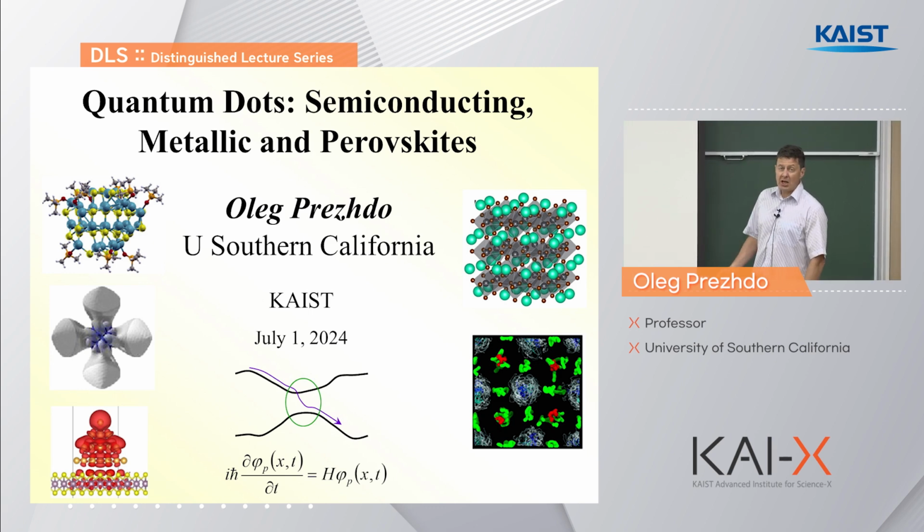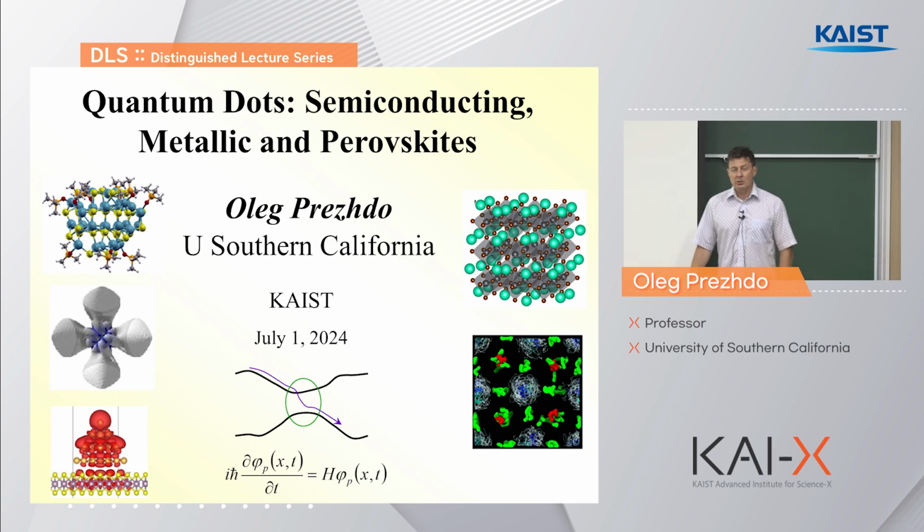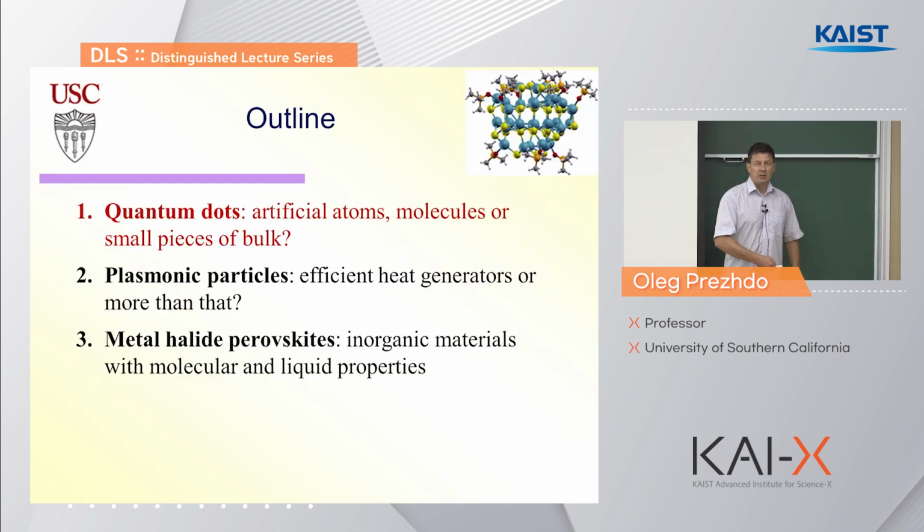Then I'll talk about metallic clusters. And they have very special states called plasmon-like states. This is one example. And then late at the end, I will talk about perovskites, which is a material that became popular 10 years ago and is still one of the very popular materials because it has very interesting features that combines features of semiconductors, of molecules, and also maybe of liquids as well. Okay, so this is the outline of my talk.